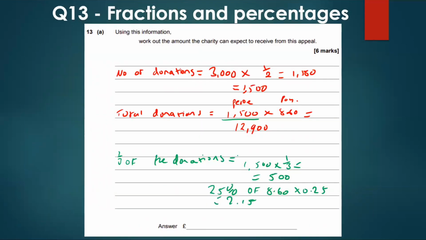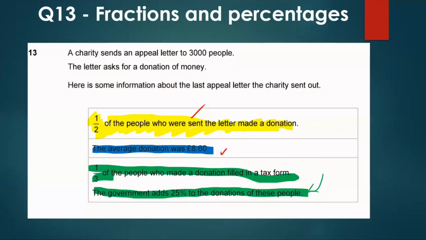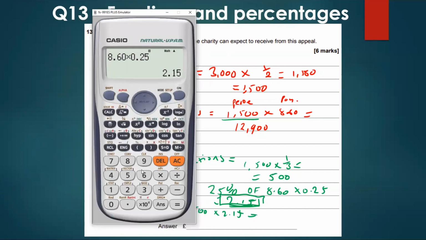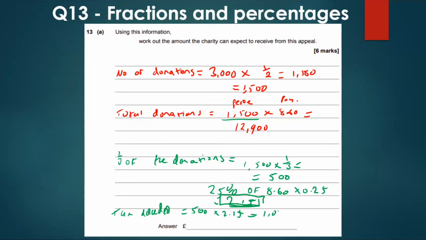So what we've then got is our tax added, to work out how much it is. The tax added is going to be the 500 people that did it times by 2.15, because that is how much extra is being added on. So 25% added on to 500 people. Hopefully this is making sense. So 500 times by 2.15 is 1,075. That's the tax added onto the 500 people.